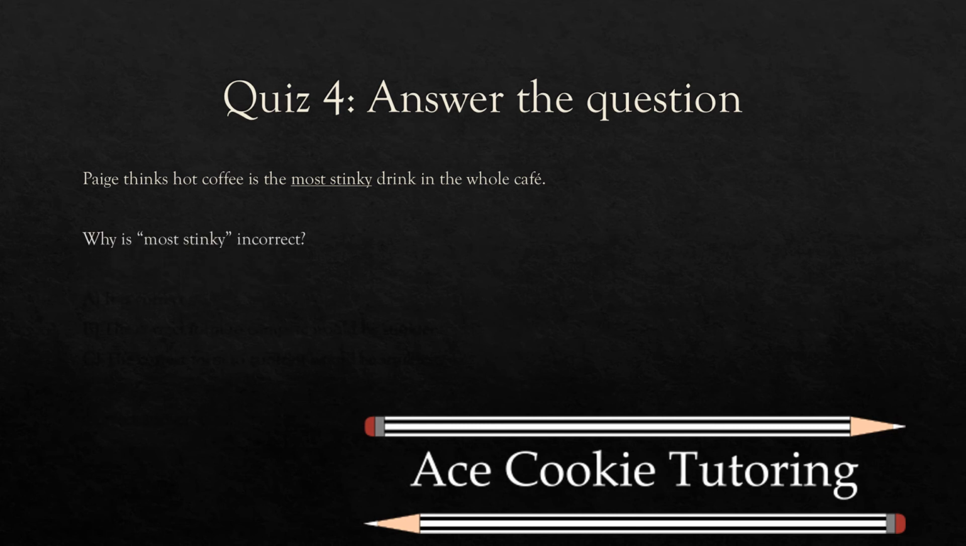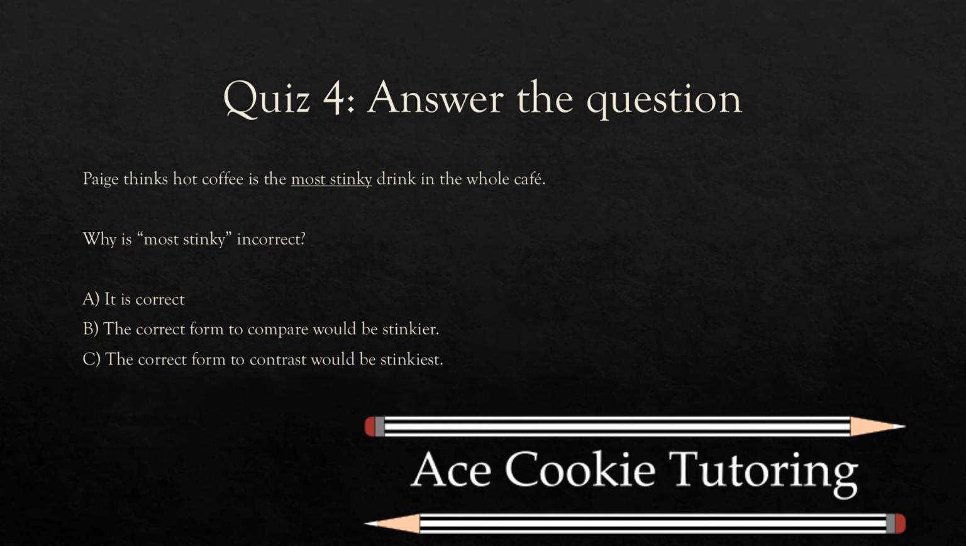Well, why is most stinky incorrect? Is it A, that it is correct, so nothing to change? B, the correct form to compare would be stinkier, or C, the correct form to contrast would be stinkiest. So we haven't had something that has more and most yet. We've done a lot of suffixes in our example problems, but nothing with more and most. So take some time. And when you're ready, go ahead and listen to my answer and compare your answer.